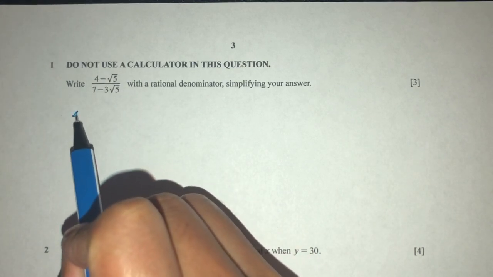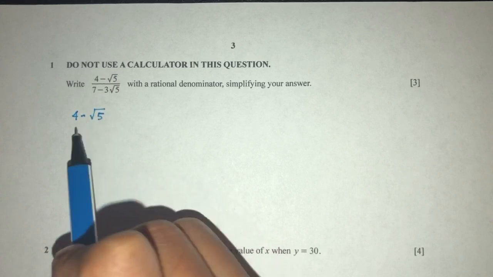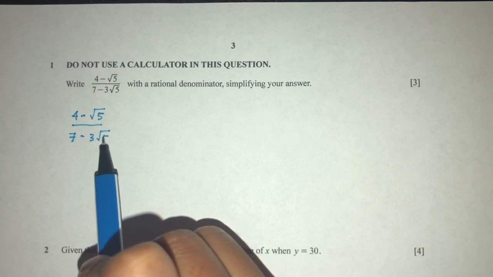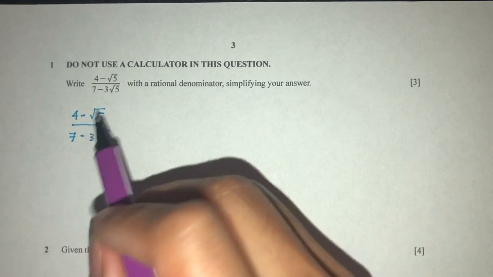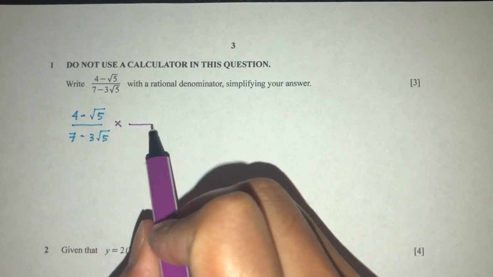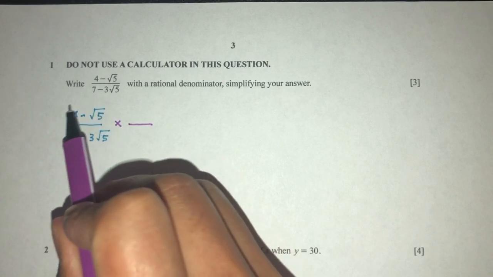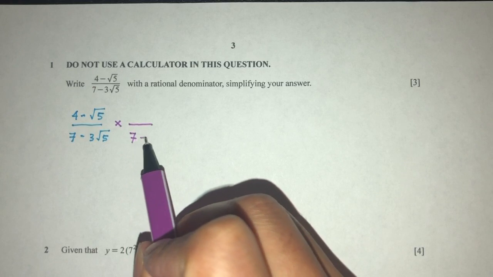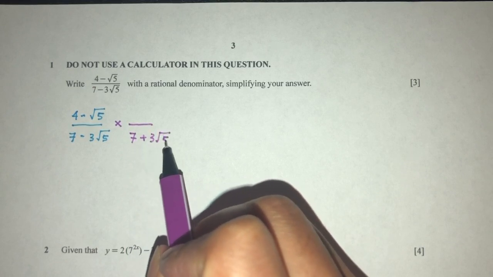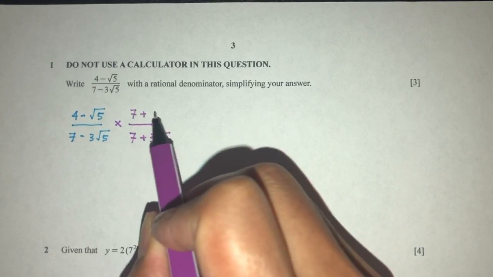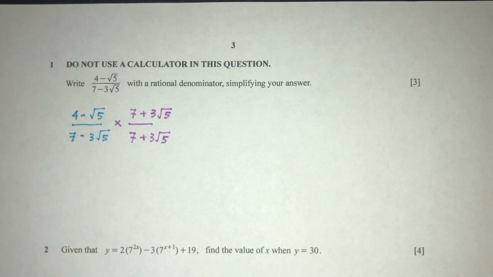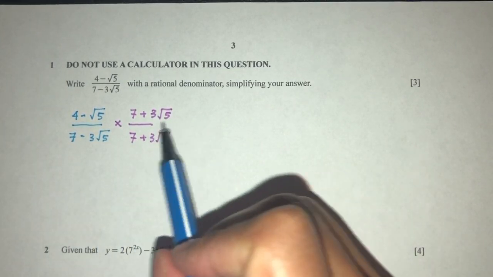We have 4 minus root 5, and here we have 7 minus 3 root 5. So we have to multiply the denominator as well as the numerator by its conjugate. That will be 7 plus 3 root 5, 7 plus 3 root 5. This is how you rationalize a fraction in this way.